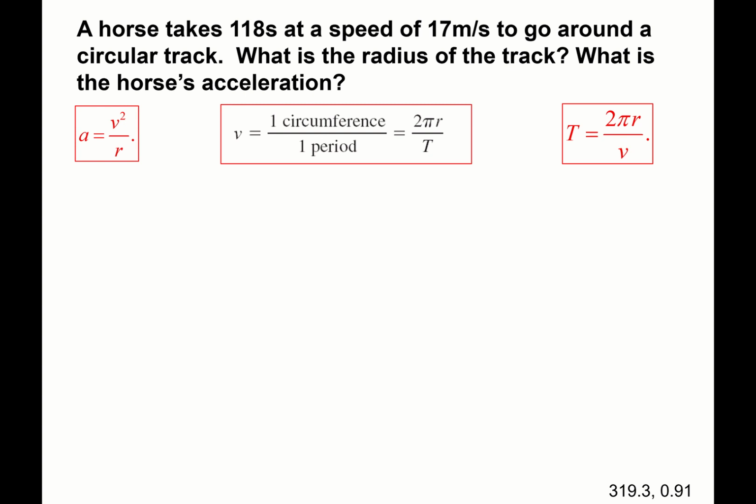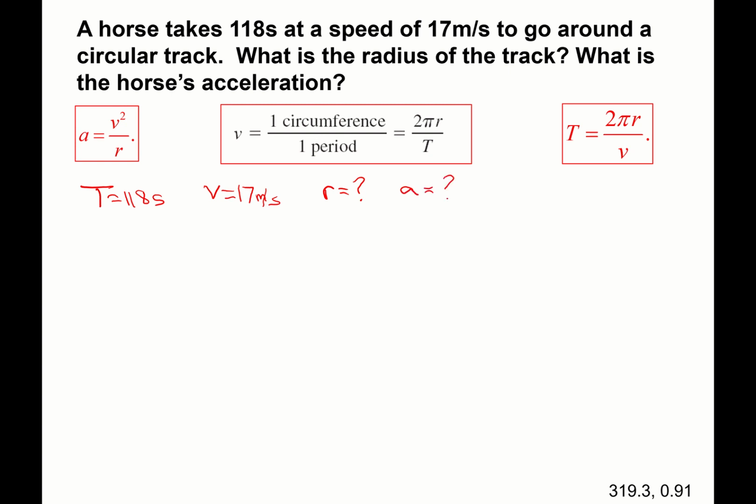So a horse takes 118 seconds. That's the time it takes to go around one time, so that is the period, capital T, at a speed v of 17 meters per second to go around a circular track. What's the radius of the track and what's the horse's acceleration? Okay, so it wants us to find r and it wants us to find a.